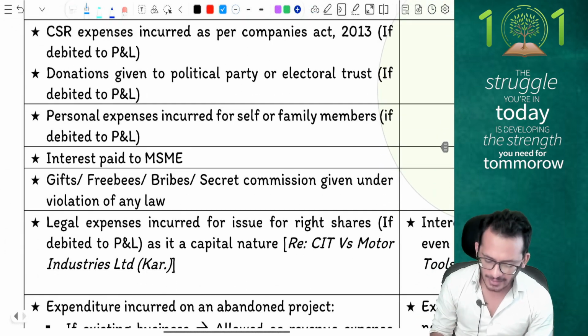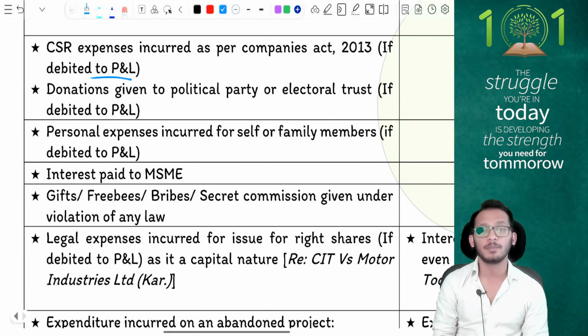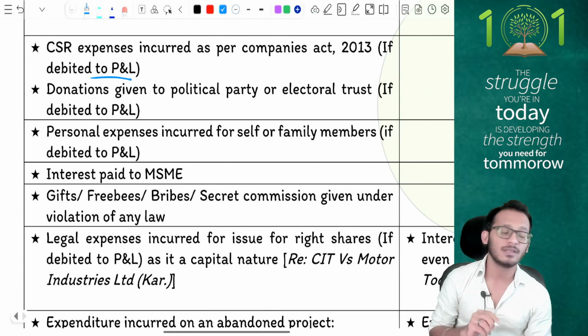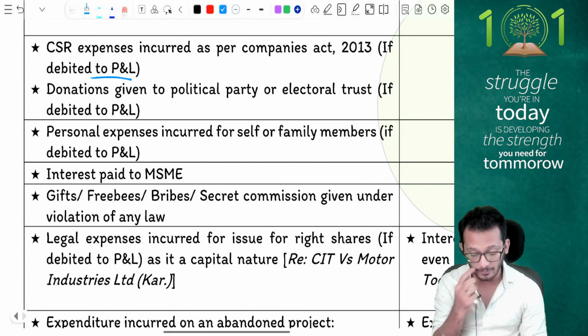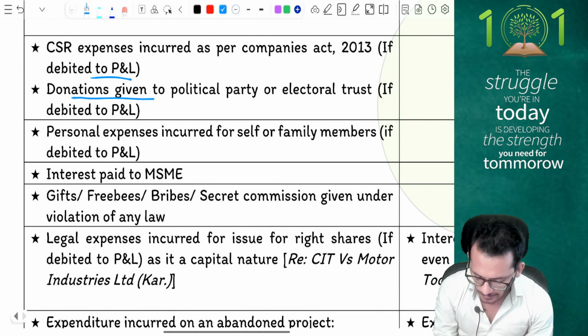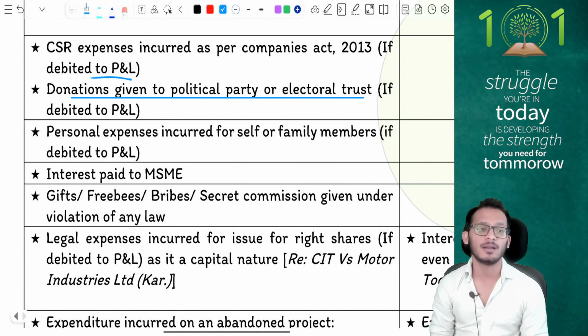Next ones, any kind of CSR expenses which is incurred as per Companies Act will get disallowed, because it is debited to P&L account. The rules of section 37 2B will come into picture. 37 comes and says CSR expenses will get disallowed, because it is not incurred for the purpose of my business. Next, any kind of donations given to political parties and electoral trusts will also get disallowed, people, because it is not allowed as deduction.